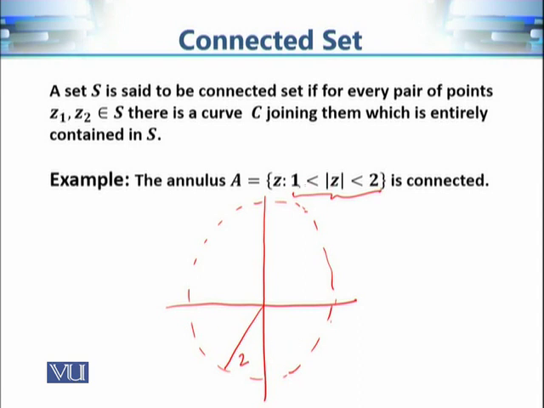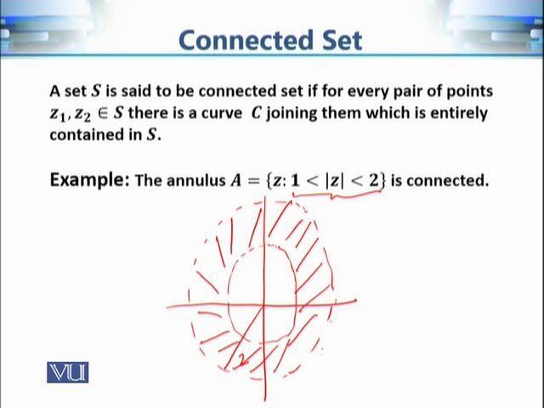But the modulus should be strictly greater than 1. So in other words, the distance of this complex number from the origin should be strictly greater than 1. So nothing inside this small circle is included. So everything between these two circles is included. So this is the annulus. Now if we take any two points, let's say this is the point z1, this is the point z2, there is always a curve joining them, and this curve is also completely contained in this set A. So we can say that the annulus is an example of a connected set.